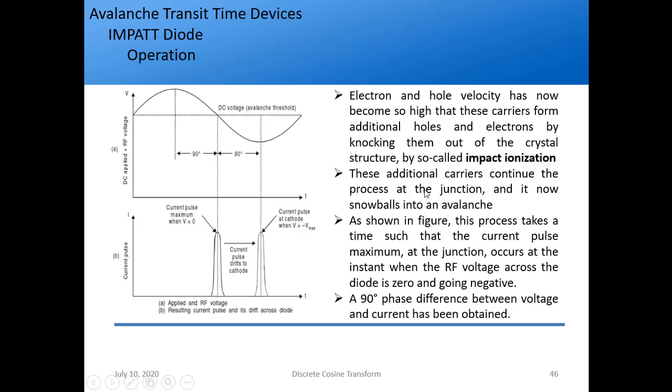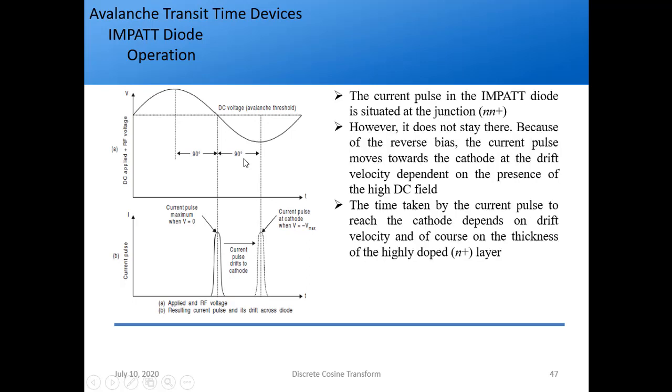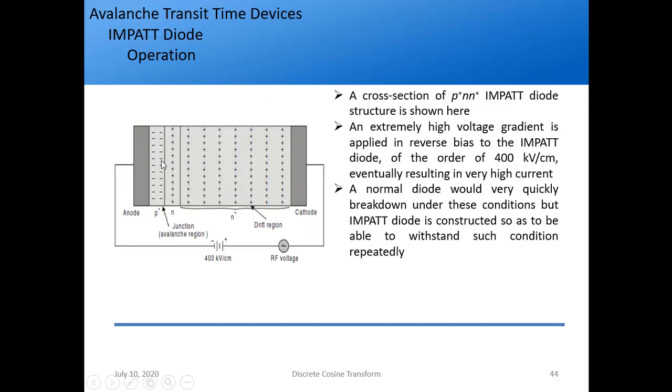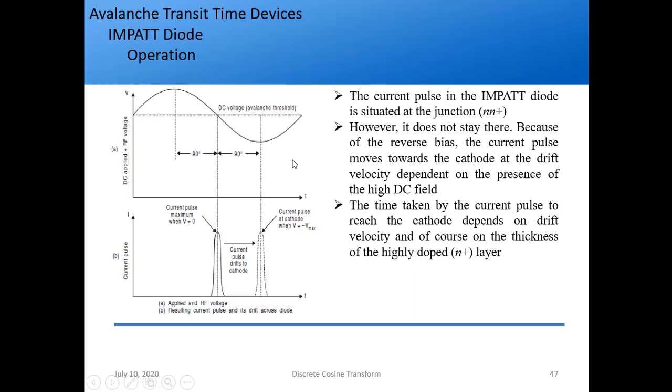If you see the figure, this process takes a time such that the current pulse maximum and this voltage maximum are out of phase by 90 degrees. So a further 90 degrees is required for the 180-degree phase shift. That is achieved since the current is going to travel towards the cathode. Because of the reverse bias, the current pulse moves at the drift velocity dependent on the presence of the high DC field.